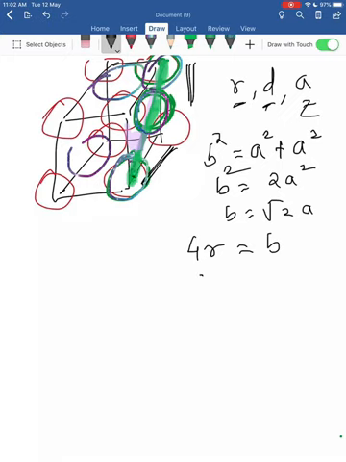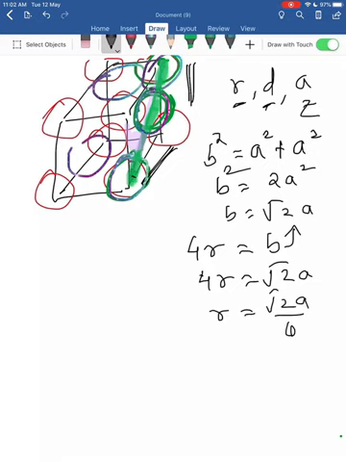Then 4r is equal to b. Just now above you found out what b is, and that is root 2 a. So the r value is equal to root 2 a by 4. Now this is the relationship between radius and the edge length. I repeat again, r is equal to root 2 a by 4.